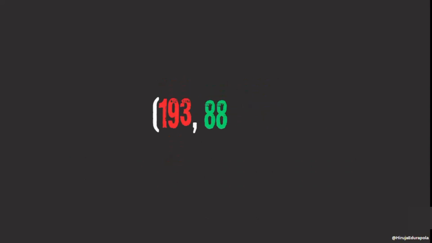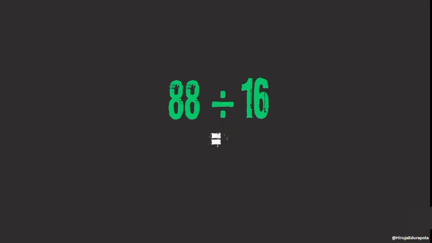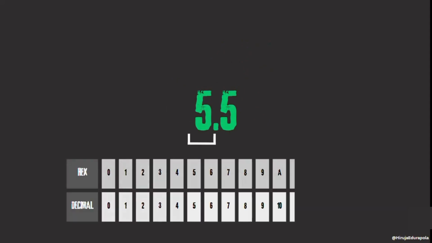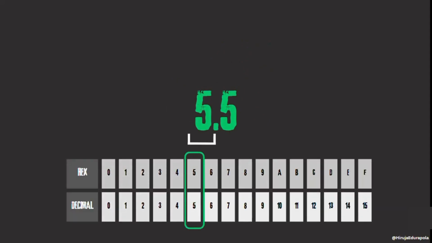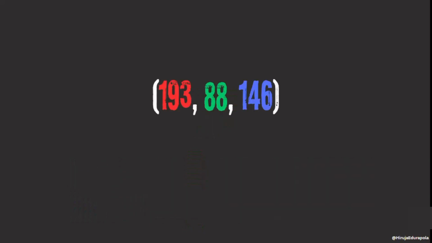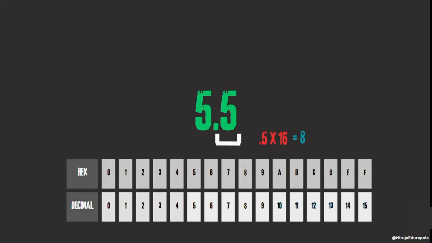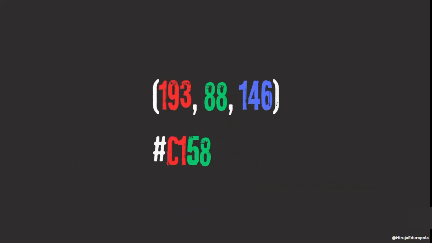Okay, now let's take our green value, which is 88. Divide it by 16, which is equal to 5.5. Then we can locate 5 in our hexadecimal alphabet. 5 is equal to 5. Okay, now we can write it after the red. Now let's take the 0.5 and multiply it by 16, which is equal to 8. Now we can locate 8 in our hexadecimal alphabet. 8 is also equal to 8. Now we can write 8 as well.